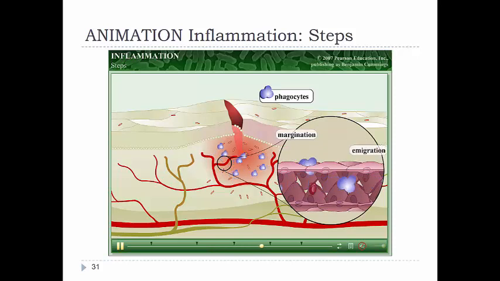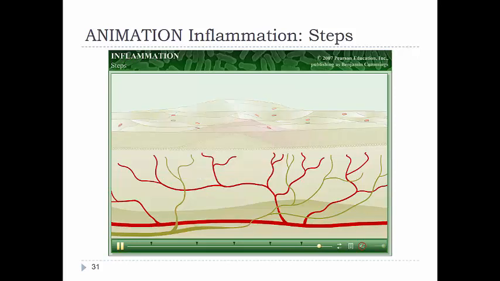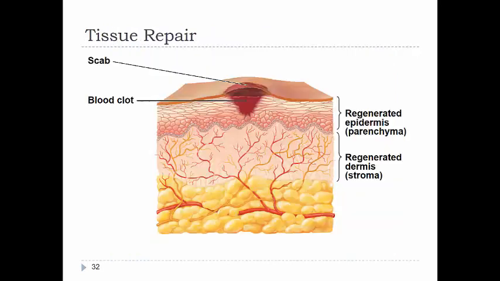Once they're there, they're going to be able to engulf and destroy, hopefully, any foreign invaders. Pus will develop and will clog the hole, and then the tissue will regenerate. So here's the tissue repair. We have a scab and we have a blood clot. We're going to regenerate the epidermis.